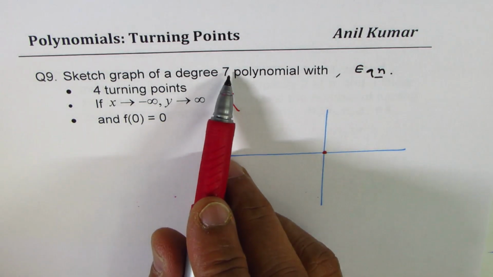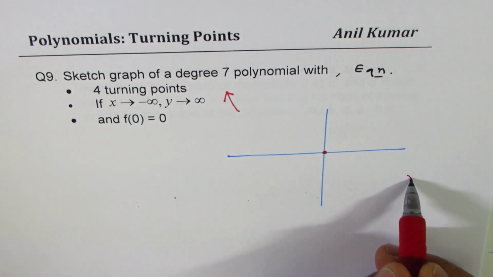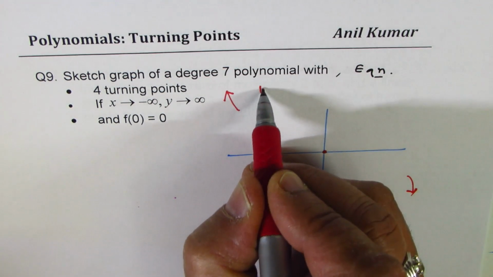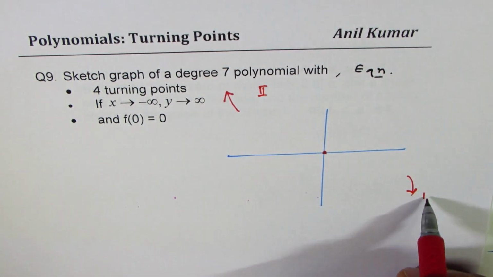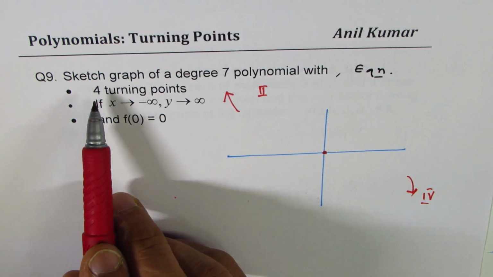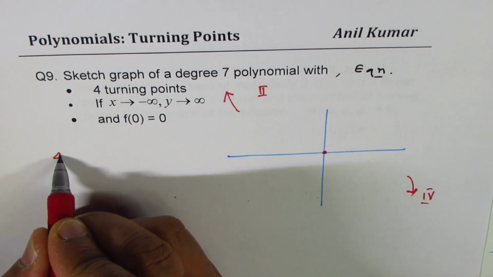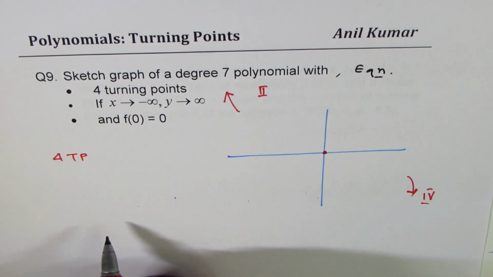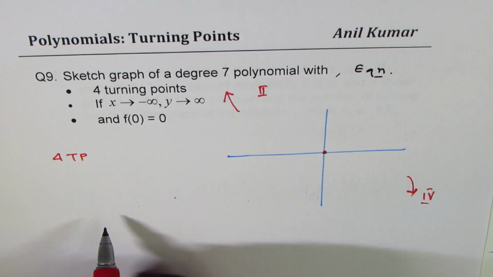Now degree 7 means opposite ends. So it has to land up here. That means we are going from quadrant 2 to 4. Perfect. Now when I see 4 turning points, how could I make 4 turning points? This is what you have to think about, correct?